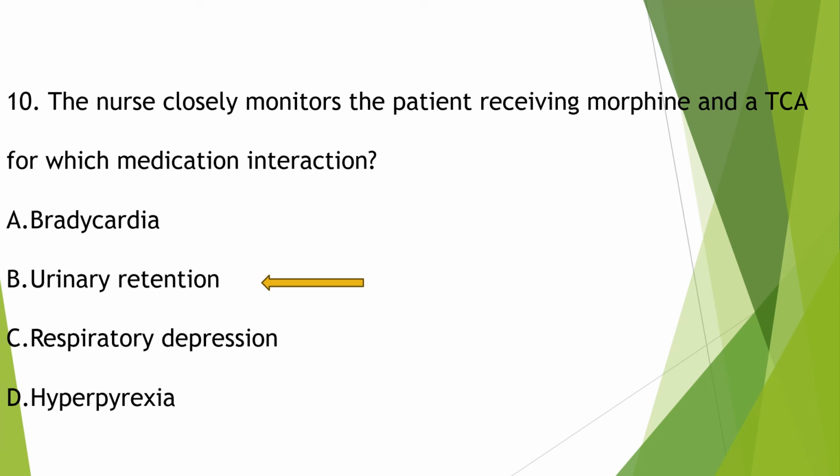Hyperpyrexia is associated with a combination of meperidine and a monoamine oxidase inhibitor, and respiratory depression is exacerbated when an opioid is given with another barbiturate. Here the morphine is given with tricyclic antidepressants or anticholinergic drug. So at that time, urinary retention and constipation are the two things the nurse needs to monitor.